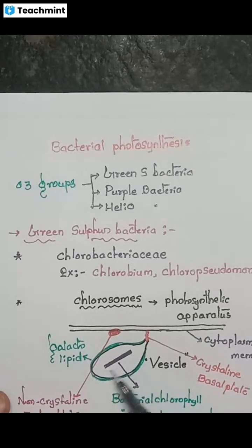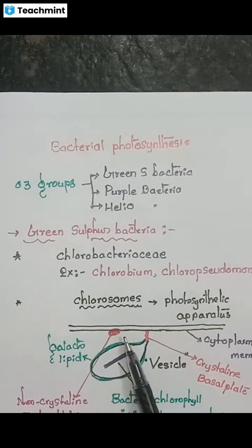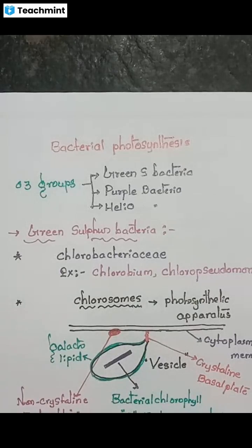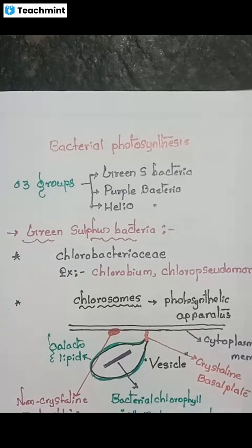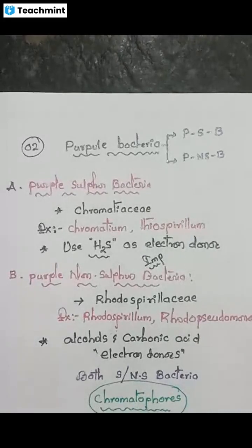It consists of a rod-like structure known as bacterial chlorophyll C protein complex. Next, the cytoplasmic membrane consists of non-crystalline bacterial chlorophyll A protein complex. The chlorosomes are vesicle-like structures. They are surrounded by a single layer of galactolipids. In green sulfur bacteria, the reaction center is P840 or B840.